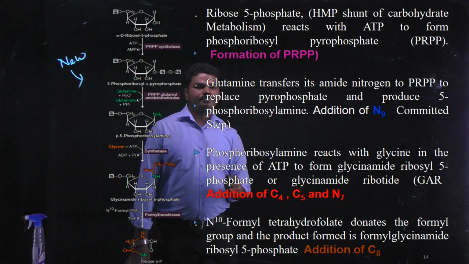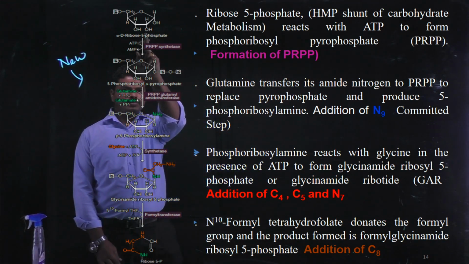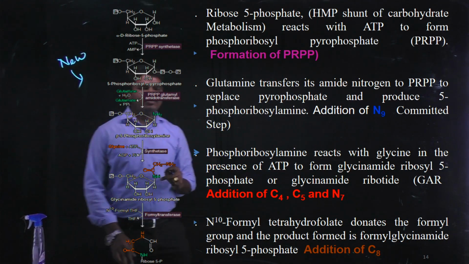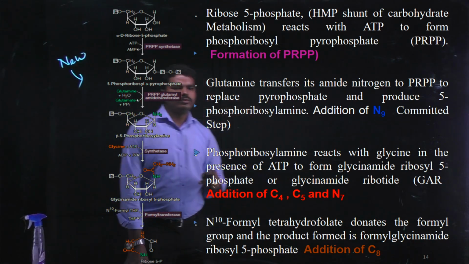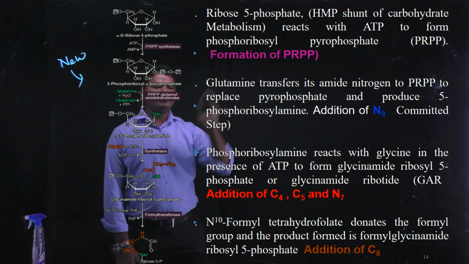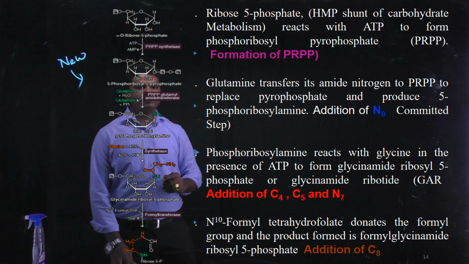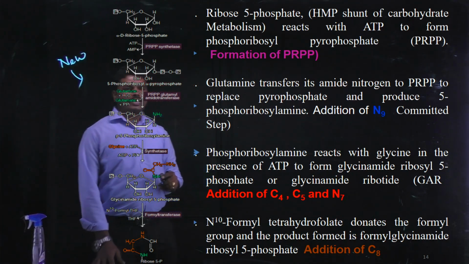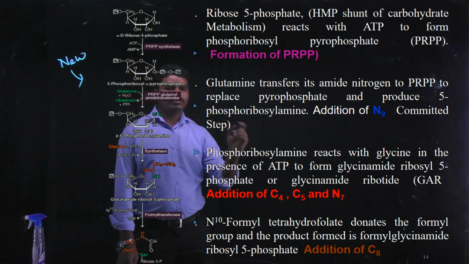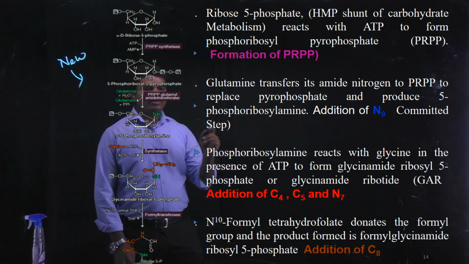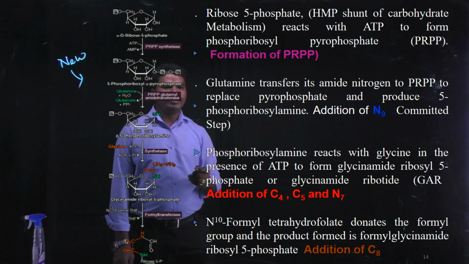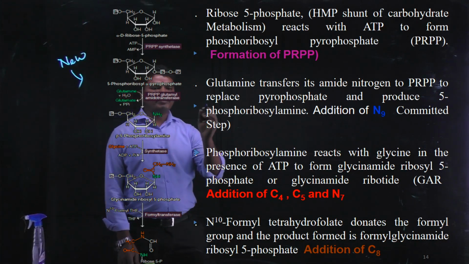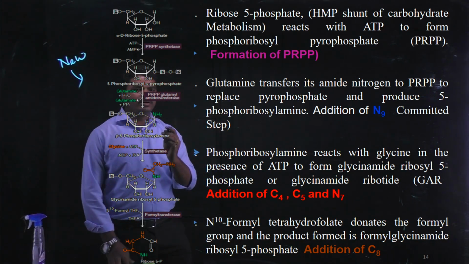So here it is ribose 5-phosphate. It can react with the ATP and form phosphoribosyl pyrophosphate, PRPP. So this step is nothing but the formation of PRPP. This one is a rate limiting step. And in the second step, there is a formation of 5-phosphoribosyl amine. So there is glutamine transferase, one of the enzymes, that can add amide nitrogen to the phosphoribosyl pyrophosphate.